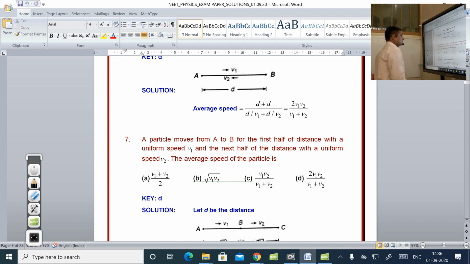Next, 11th one: a particle moving in a straight line covers half the distance with speed v0. The other half of the distance is covered in 2 equal time intervals with speeds v1 and v2. The average speed of the particle during this motion is? This is the same problem which I have solved in one of the lectures.